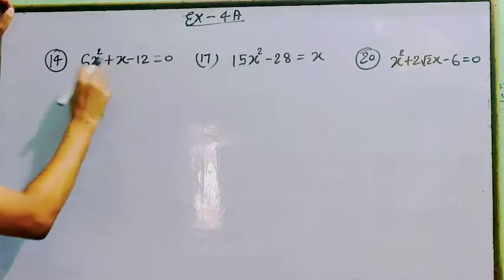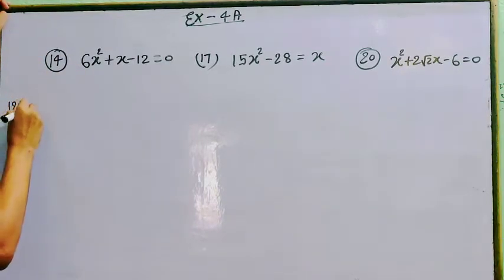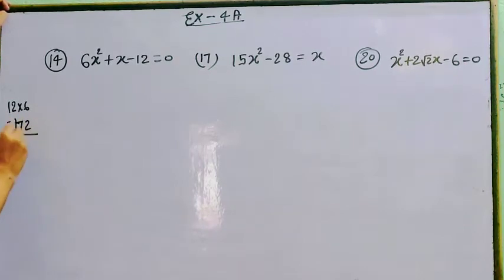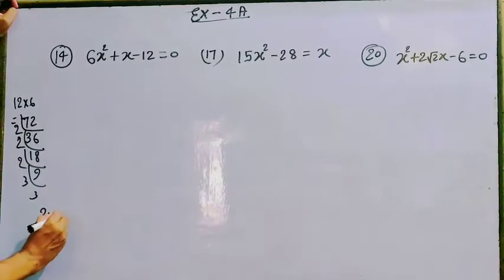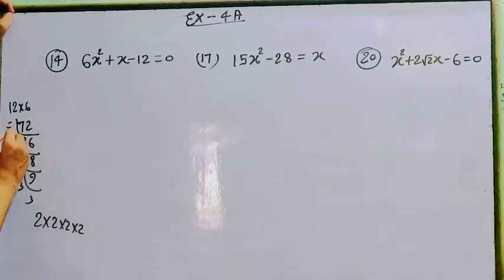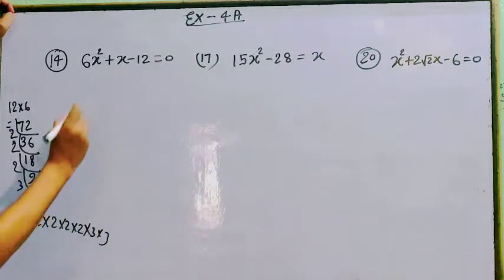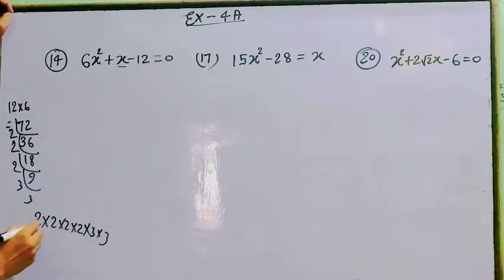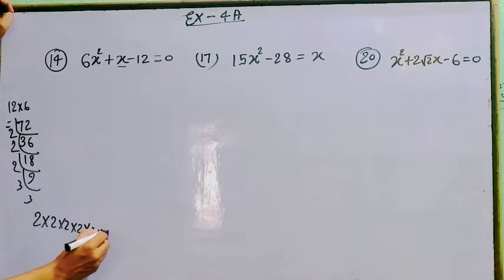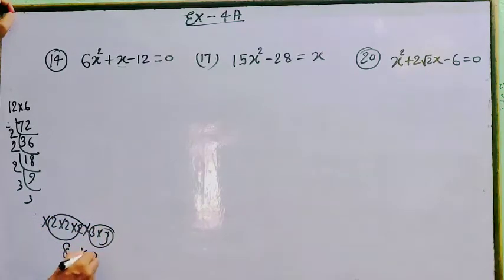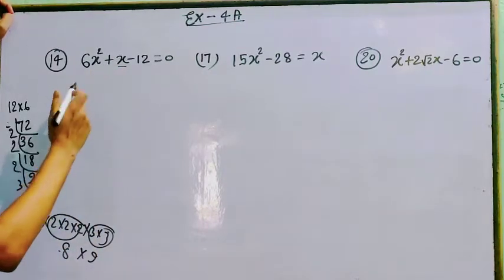So it is 12 into 6, that is 72. And if I try it, that is 2, 36, 2, 18, 2, 9 and 3, 3. That means it is 2 into 2 into 2 into 2 into 3 into 3. So there is 8 and there is 9. So 8 and 9 make 72, and you subtract to get x.